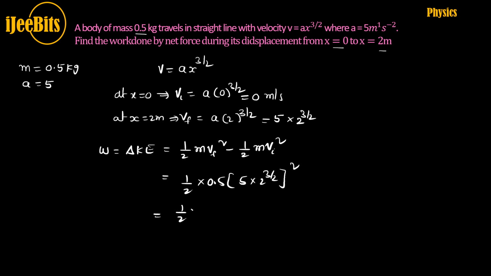This is what's left over, right? So half, 0.5 into 5 square into 2 to the power 3. 2 to the power 3 is nothing but 8. So 25 into 8 is 200, and 200 into 0.5 is nothing but 100. Hmm, let me redo it: the result is 50 joules. So 50 joules would be our answer.